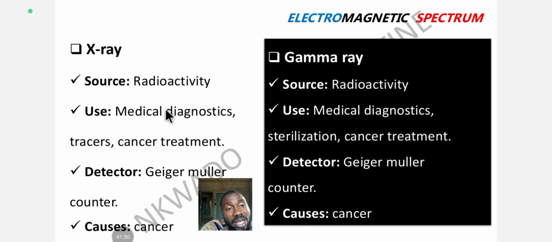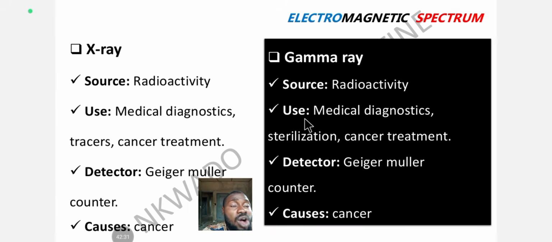It's safe to some extent because only a very small amount of X-ray will enter your body during the diagnostic. With time, your body will absorb them and it is going to keep you on a safer side. You are not going to experience any problem. You are not going to develop cancer. All right. The final one of the electromagnetic spectrum is gamma ray, and gamma ray is gotten from radioactivity.